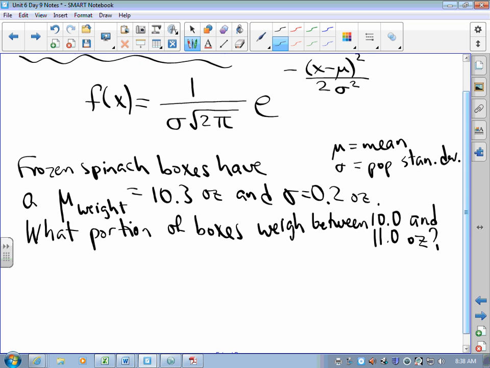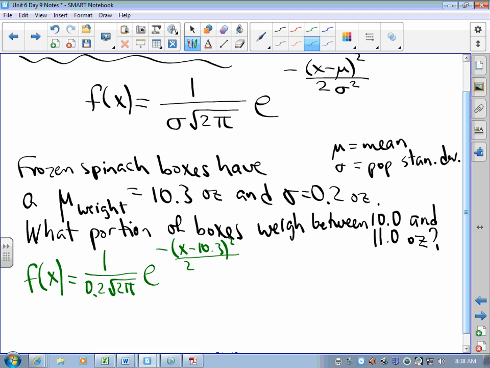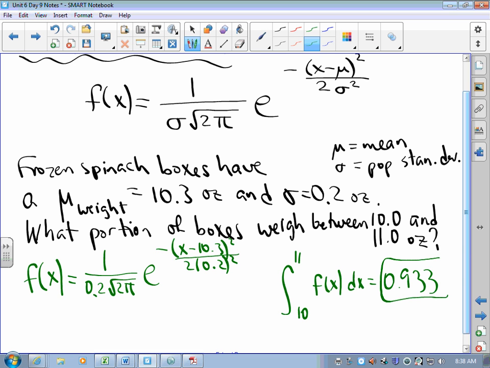So again, this doesn't seem to be terribly difficult. College Board would have to spell out that equation for you, but now you can just say 1 over 0.2 times radical 2 pi, e to the negative x minus 10.3 squared over 2 times 0.2 squared. And then we compute the integral from 10 to 11 of f of x dx, and that happens to be 93.3%. Do you have to know the equation of the normal curve?